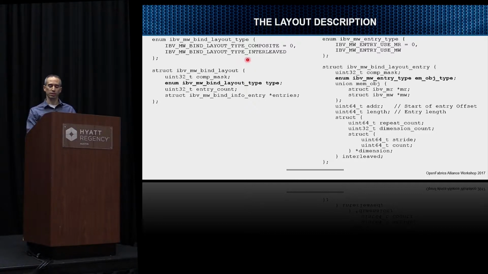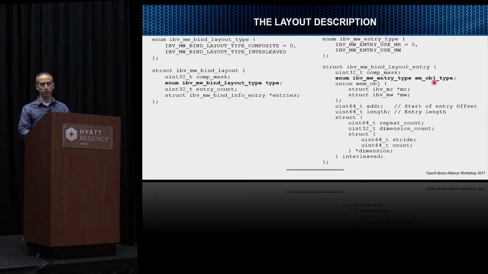Explaining what the bind layout entry is. So we see this struct here. I'll review it quickly, but it will be clearer in the example cases. So each layout entry starts with the object type, the memory object type, which memory key we are using.